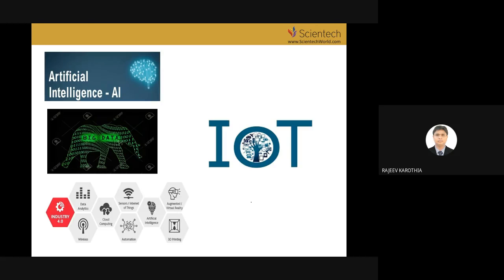Apart from IoT, we have some other technologies which are playing an important role, like artificial intelligence, big data, and Industry 4.0. Industry 4.0 is the next step of IoT, where we have 9 to 10 new technologies which ease your life in terms of process control, agriculture, smart city, and smart healthcare. There you can use IoT, cloud computing, wireless technologies, automation, AI, augmented reality, and 3D printing.